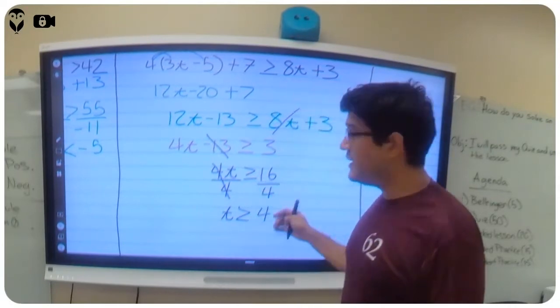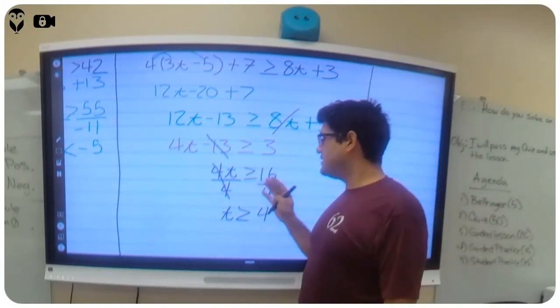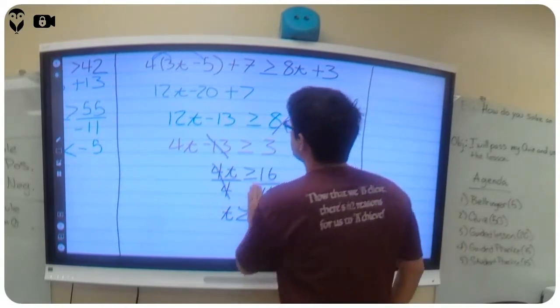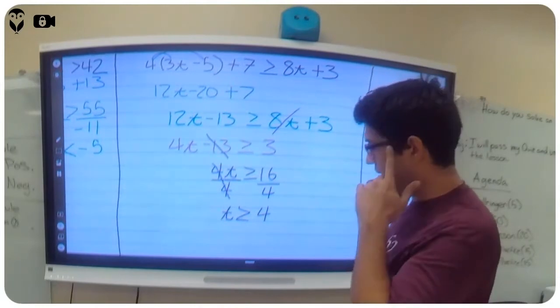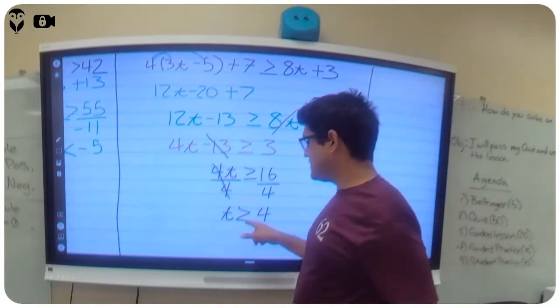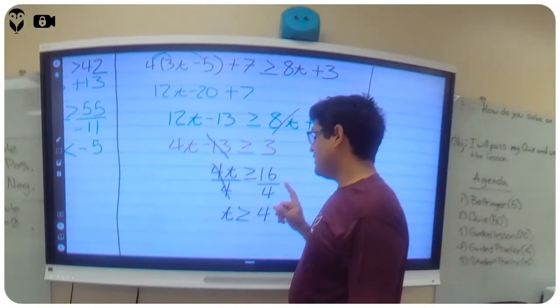Why didn't I change the sign? I didn't divide by a negative number. So this sign stayed the same. So this was really just a multi-step equation because nothing happened to the inequality at all. So the solution set to this is t is greater than or equal to 4.